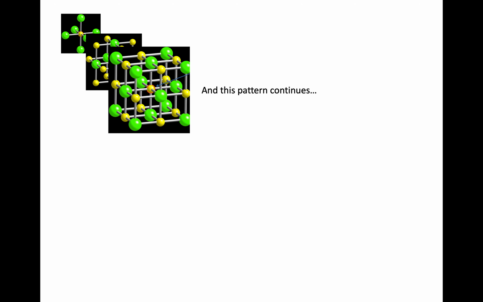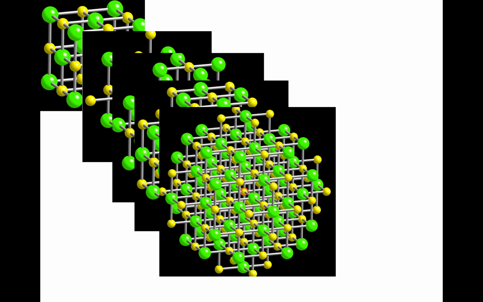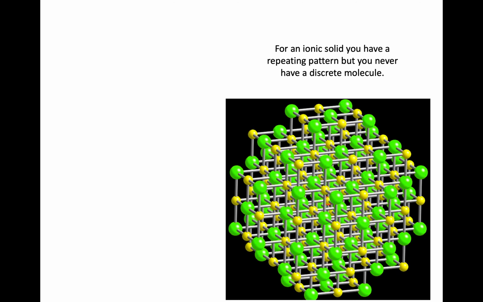And it keeps going, and that pattern continues again and again. For an ionic solid, you have a repeating pattern, but you never have a discrete molecule. It was always this combination of a cation with anion neighbors around it, and then that pattern was repeating.